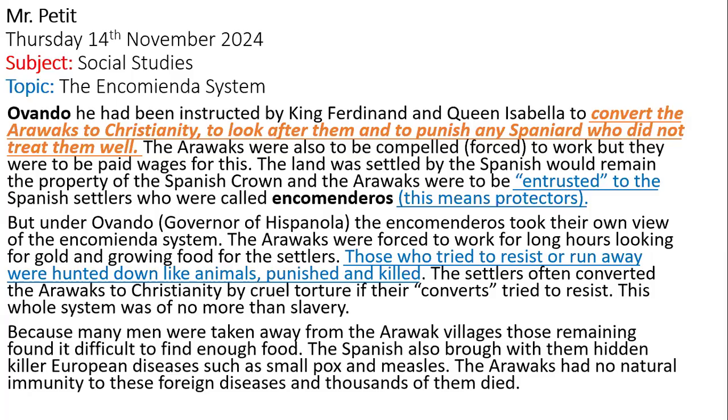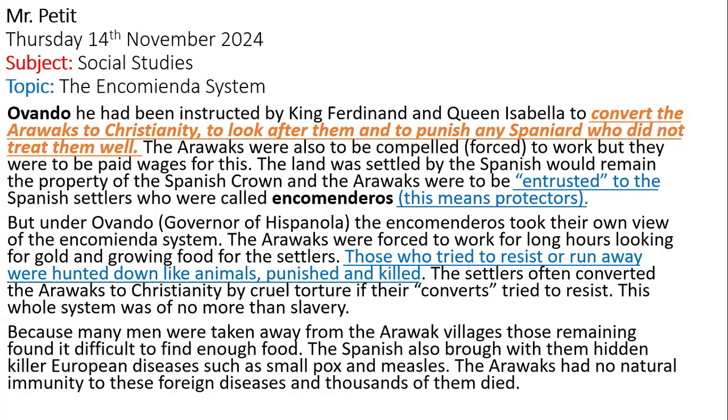It was a system that was constructed with some sort of positivity towards the Arawaks, but it became a system where the Arawaks were turned into slaves for the Spanish settlers.